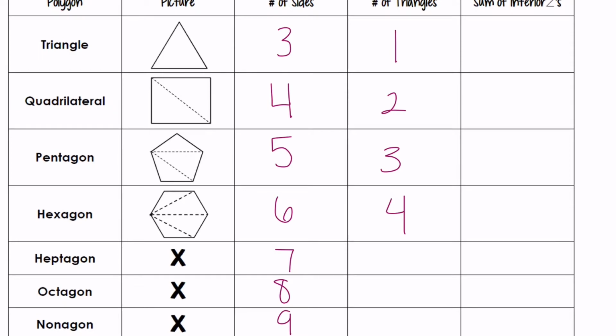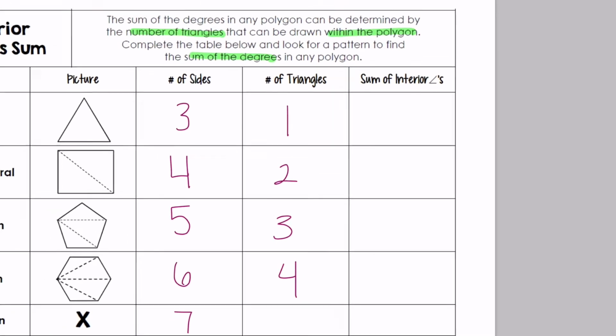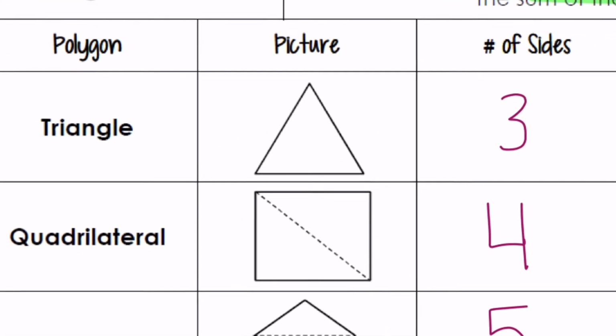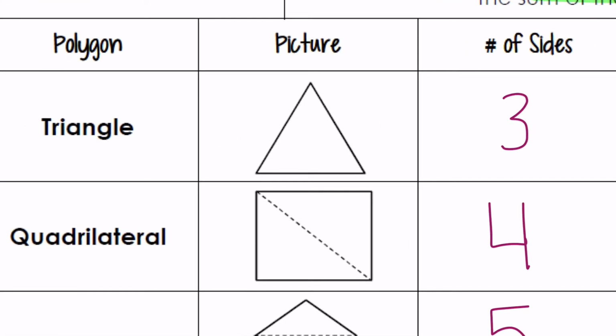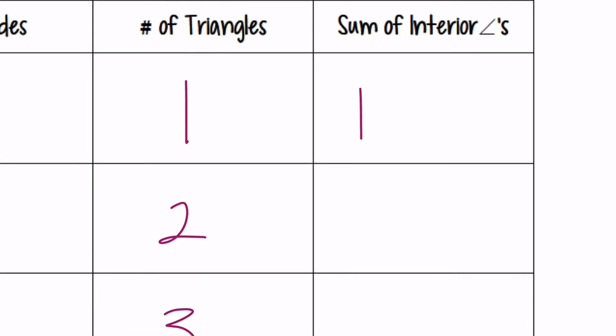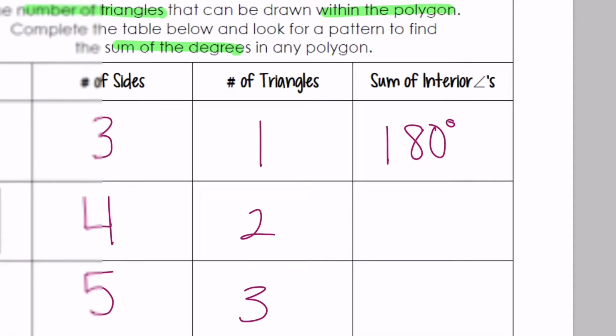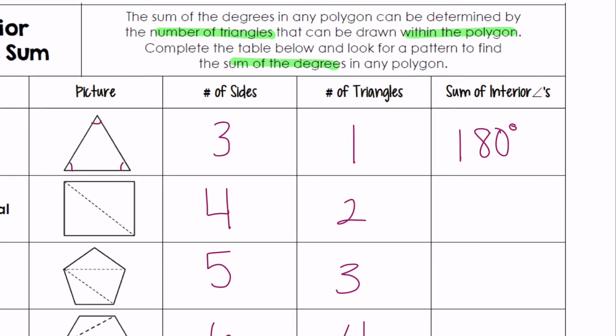Then I want to look at the sum of the interior angles. So we know the sum of angles inside of a triangle. This is an angle, this is an angle, and this is an angle. That's 180 degrees. We've known that for a while now. The sum of the interior angles of a triangle is 180 degrees.